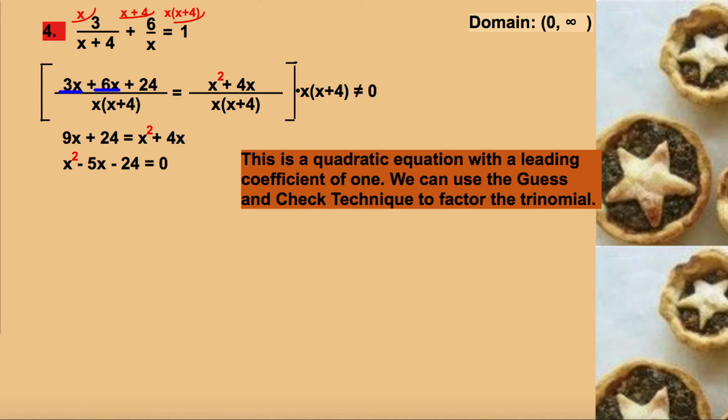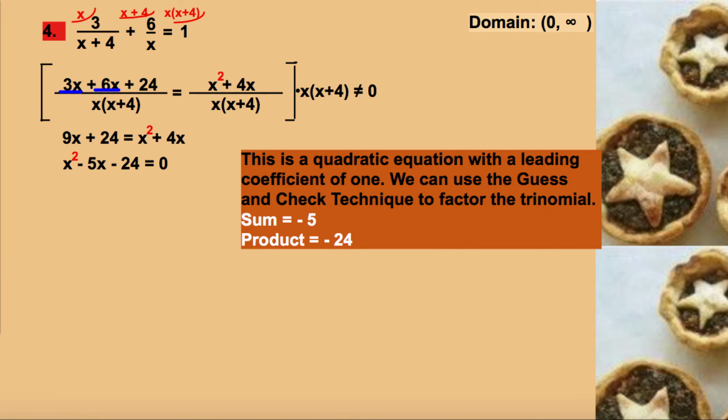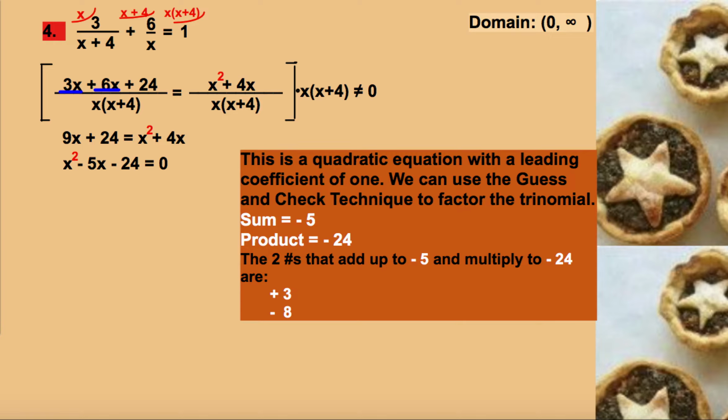This is a quadratic equation with a leading coefficient of 1. We can use the guess and check technique to factor the trinomial. The sum is equal to negative 5, and the product is equal to negative 24. The two numbers that add up to negative 5 and multiply to negative 24 are positive 3 and negative 8.